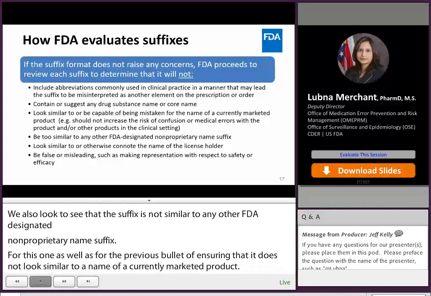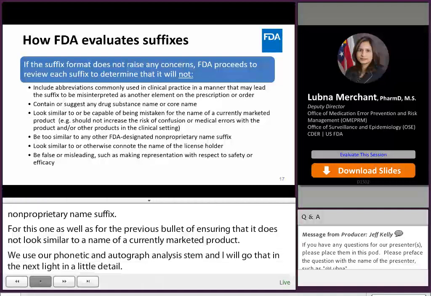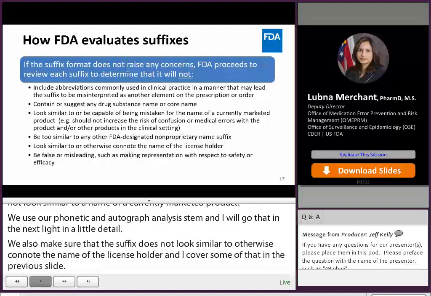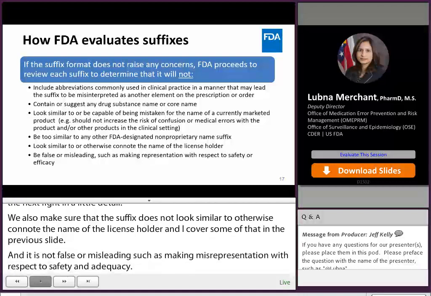We also make sure that the suffix does not look similar to or otherwise connote the name of the license holder, and I covered some of that in the previous slide. And it's not false or misleading, such as making misrepresentation with respect to safety and efficacy. And as I mentioned before, this aspect of the suffix evaluation is done by our Office of Prescription Drug Promotion.